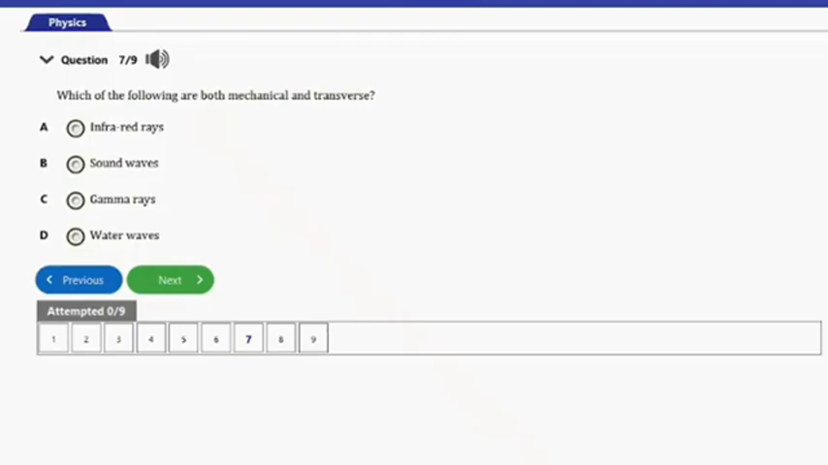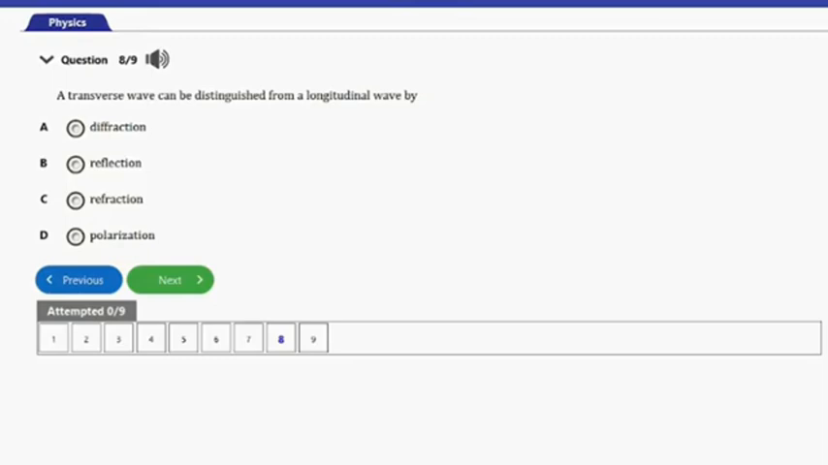The answer to this question is option D here, that's water waves. Water waves are both mechanical and transverse. That's it for this question. Let's go ahead and consider the next question. Question number 8 says, a transverse wave can be distinguished from a longitudinal wave by A, diffraction, B, reflection, C, refraction, D, polarization. The answer to this question is option D, that's polarization.